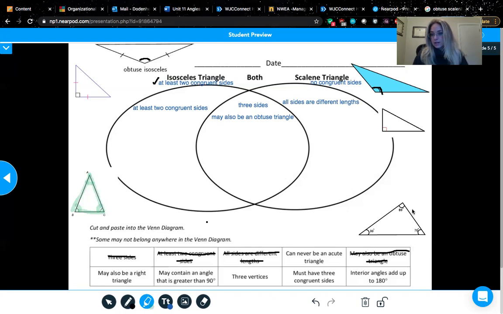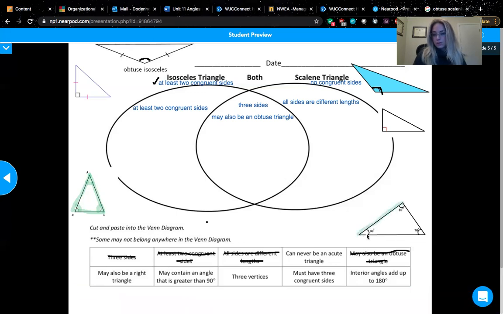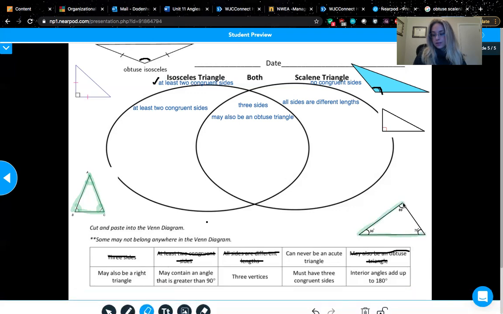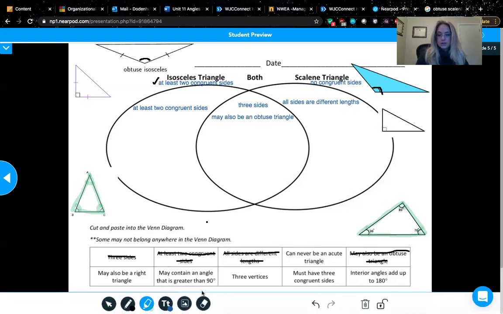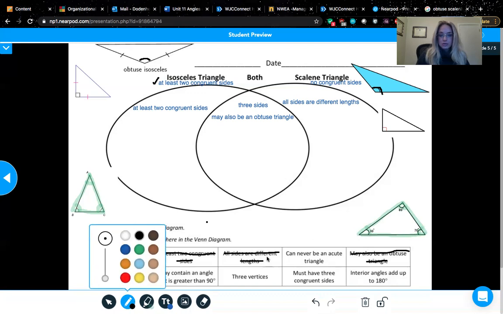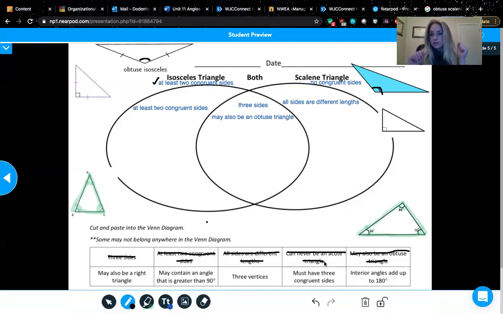Okay, now let's think about scalene triangles. Take a look at this triangle right here. This is a scalene triangle because all three sides are different lengths. Notice how all three interior angles are also acute. Can never be an acute triangle. That's not true for scalene either. Scalene triangles and isosceles triangles can both also be acute triangles.